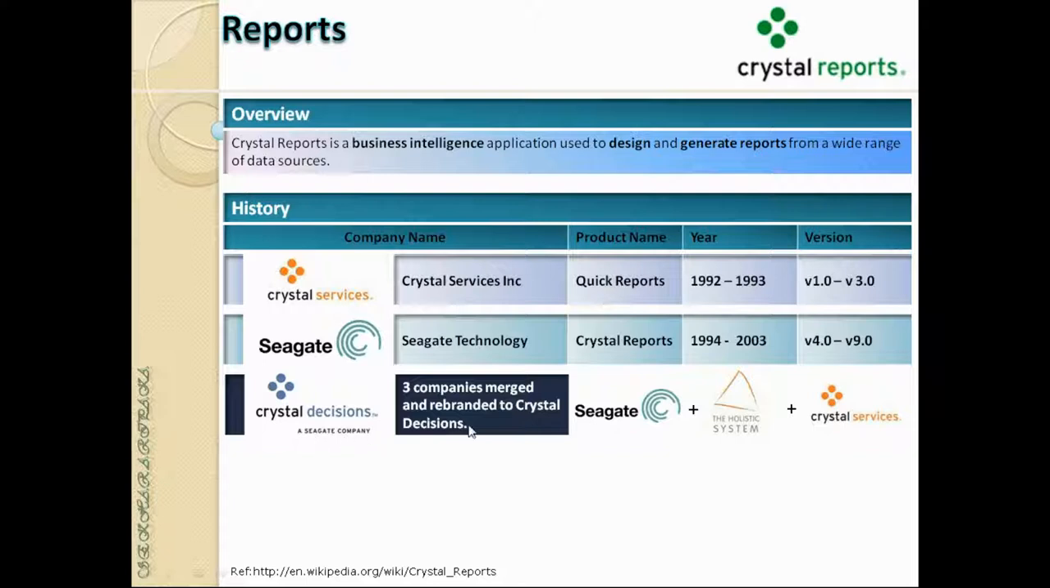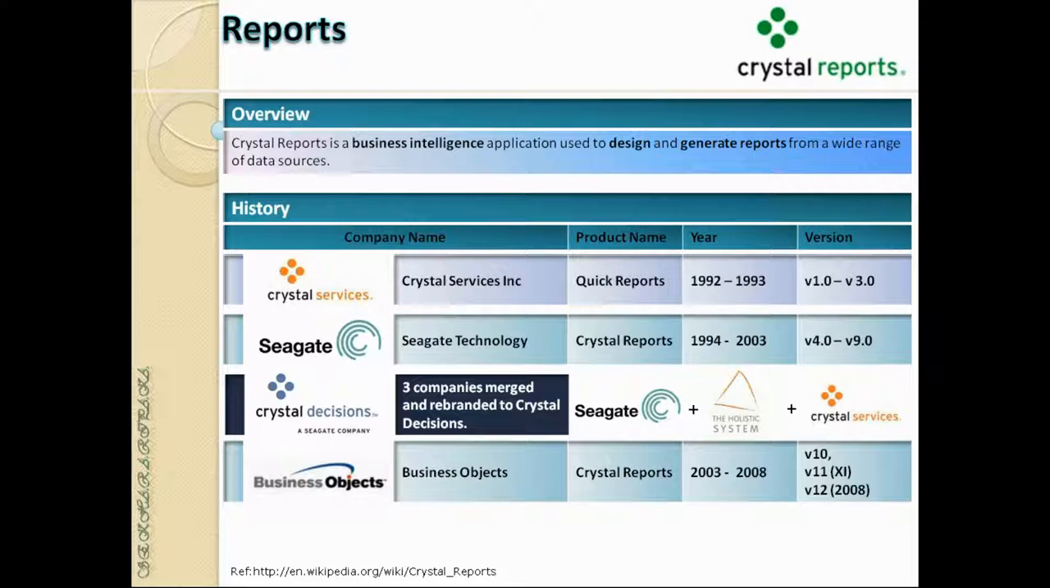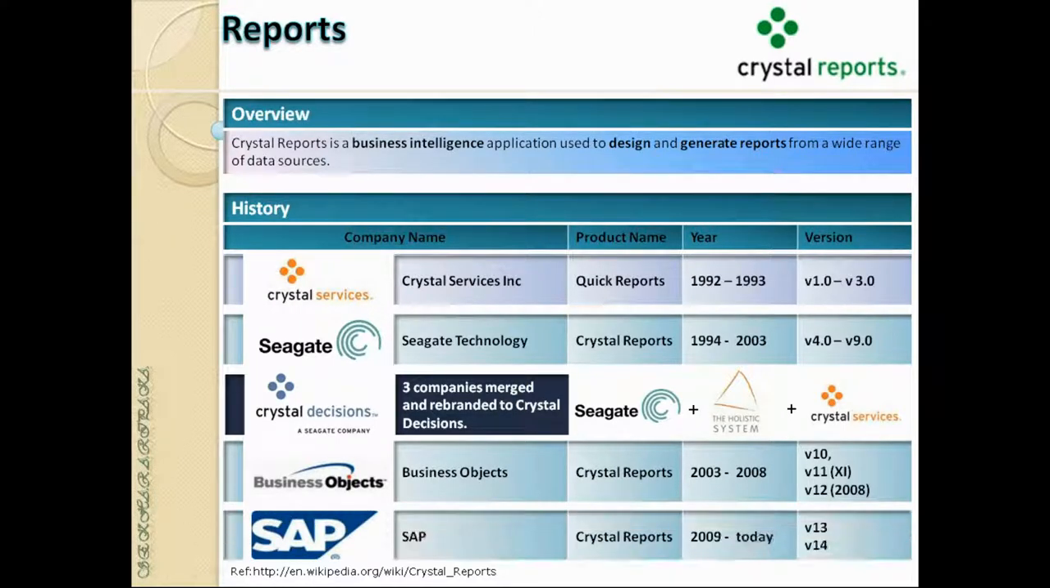Crystal Decisions was a company merged out of all these three companies, and after that it got merged again with Business Objects, which is a very well-known name in the industry right now. So Business Objects bought Crystal Reports, and they developed version 10 to version 12 since 2008, which is very recent, and most of you might have heard this name. And the latest is that Crystal Reports is now merged with SAP, and it is now called SAP Crystal Reports.